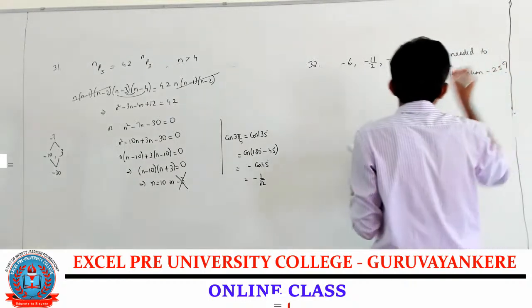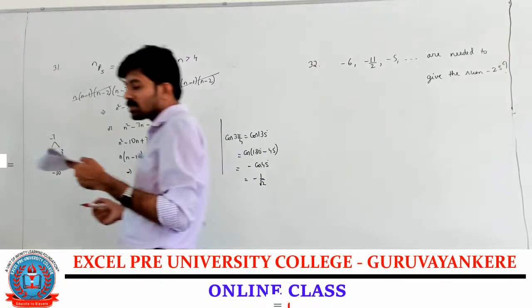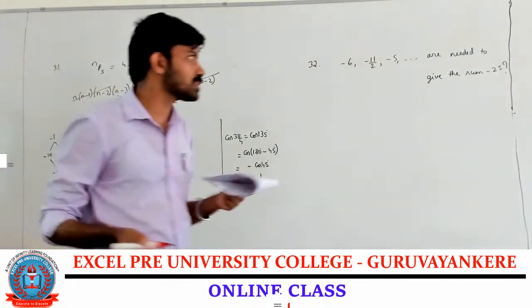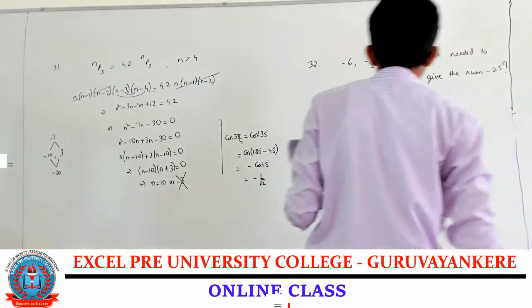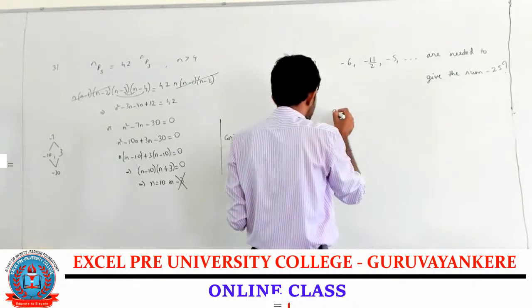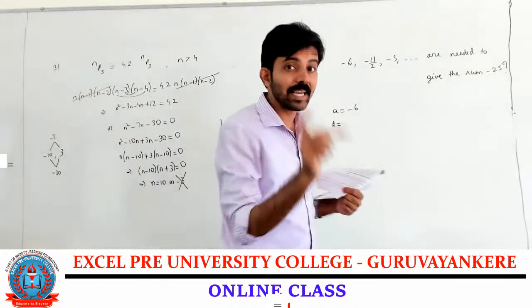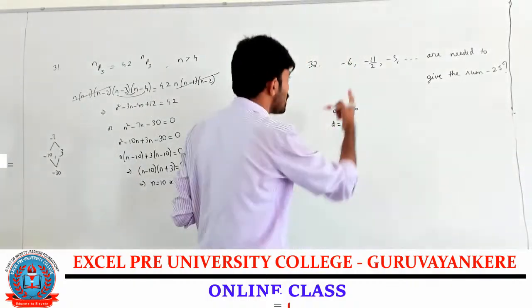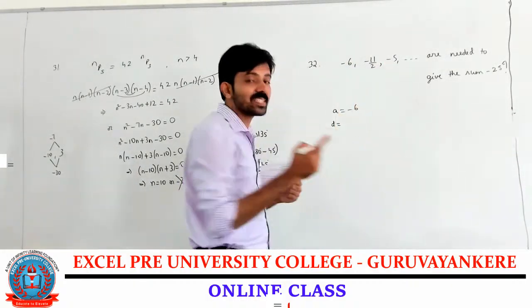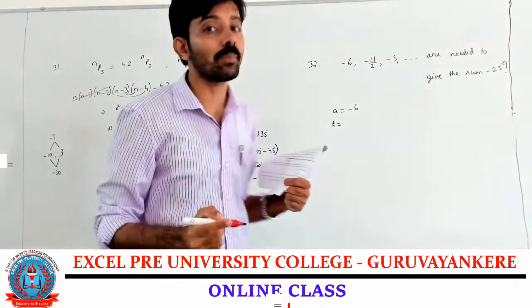Minus 25. How many terms of this AP are needed to give the sum minus 25? First term is given, minus 6. Common difference is second term minus first term, correct? Or third term minus second term. Difference between any two consecutive terms is the common difference.